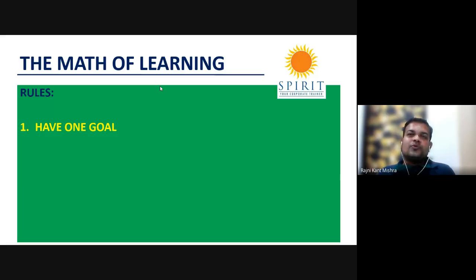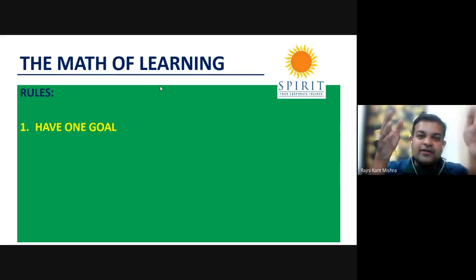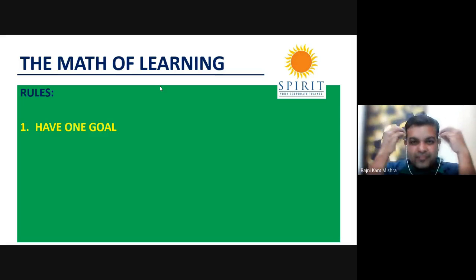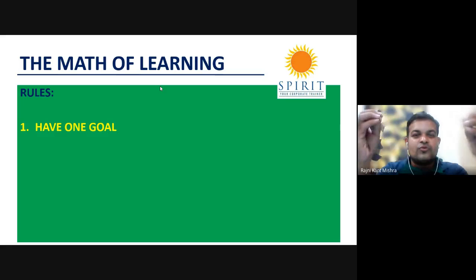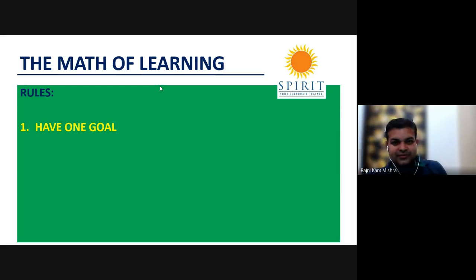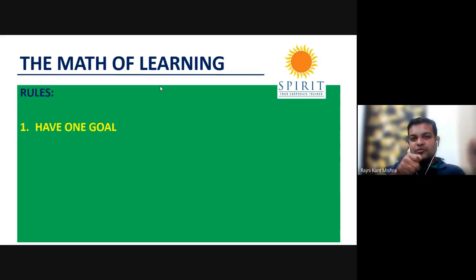But the most important thing that we need to understand here is that we should have one goal at a time. You cannot have more than one goal, because if you have more than one goal, then you don't understand what to focus on. I will give you an example of what happens inside our mind. Having more than one goal feels like this. For example, you are standing at a place with a bow and an arrow in your hand, Dhanushya Baan as we call it, and you are pointing your arrow at someone.